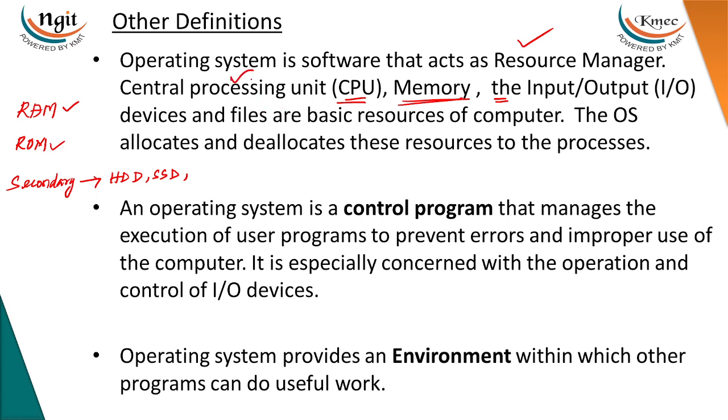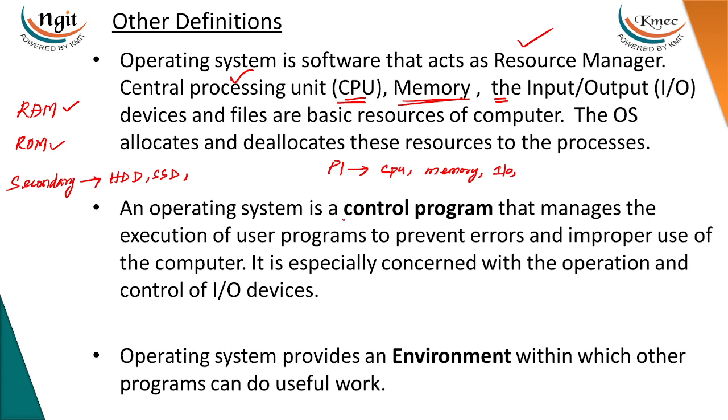To access these resources, the operating system acts as resource manager. That means for every user process, during its lifetime, it needs some of these resources. So operating system allocates those resources based on the requirements of the process. That's why it is called resource manager. Suppose process P1 is allocated some CPU cycles, some memory and one or two IO devices. Once the execution is completed, the operating system deallocates those resources that were assigned to the process.